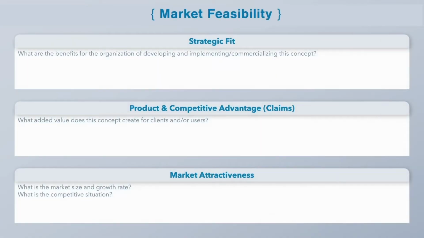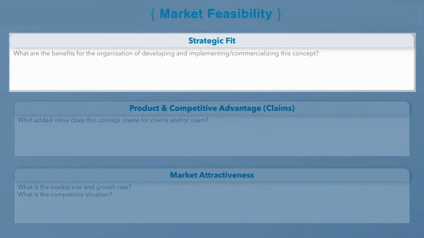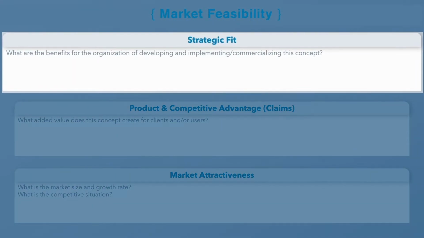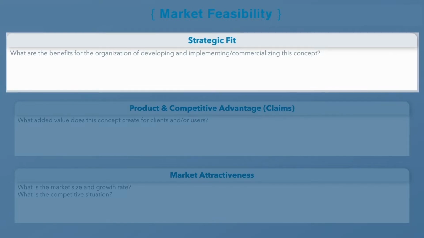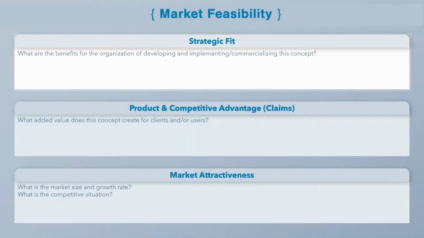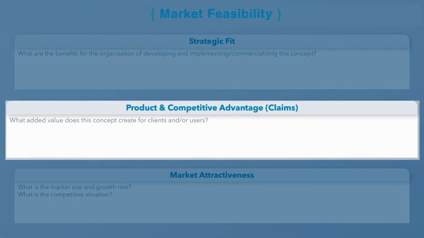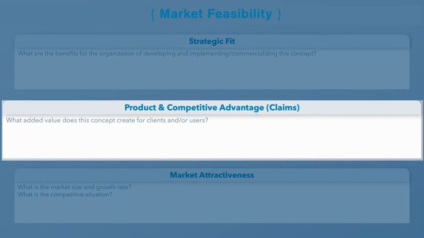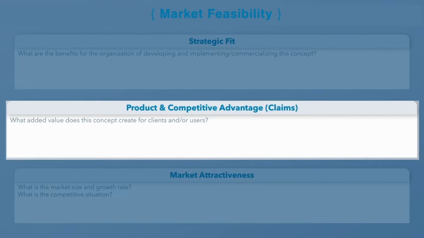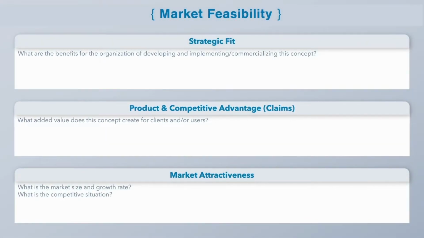Let's take a look at the market feasibility. The first box explains how the concept fits with the strategy. If the concept is issued from an opportunity which itself relies on a strategic arena, it shouldn't be too hard to explain. Moreover, this section explains how the concept will benefit the organization. The second box is meant to detail the product's competitive advantages, such as the claims that will be put up front during the commercialization. In addition, this tool details the added value the concept creates for clients and users.